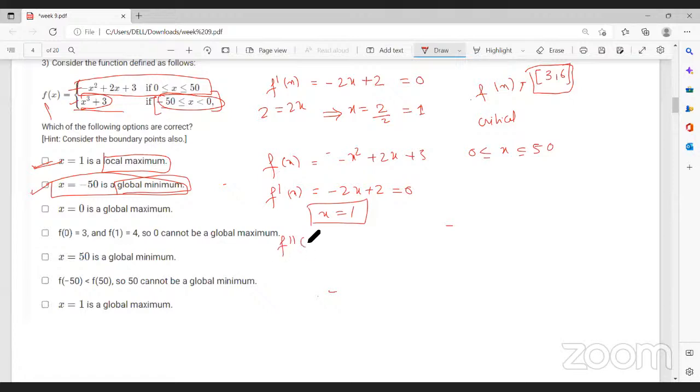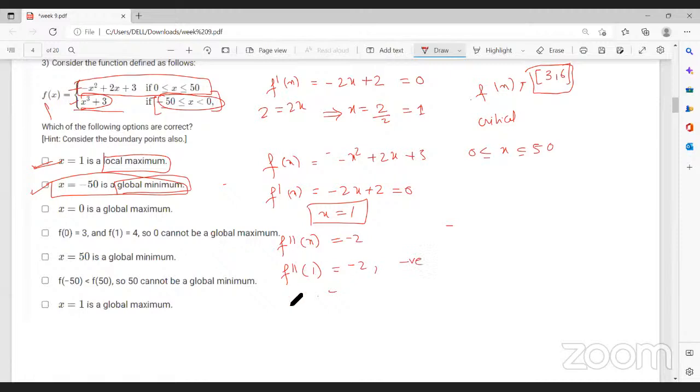That is f double dash of x, and it's -2. Then put the critical point into f double dash of x. So f double dash of 1 is -2 only, right? So this is negative.